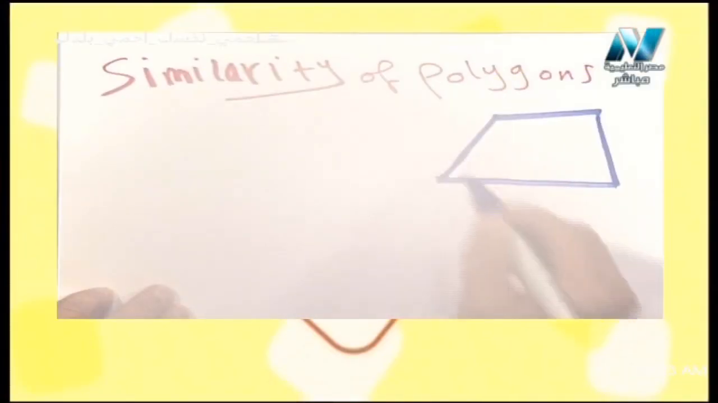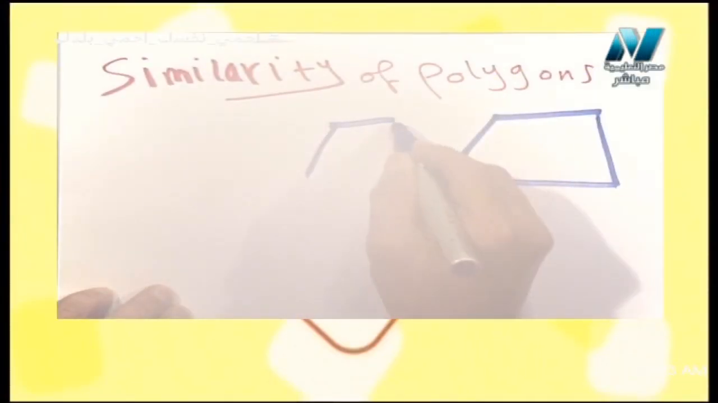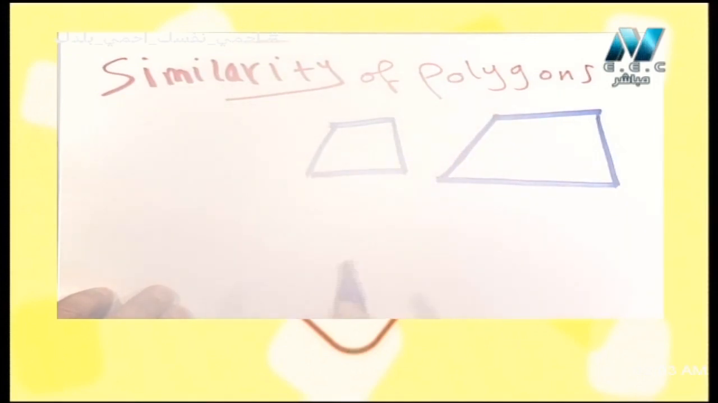We will start by similarity. What is the similarity between two polygons? If we have two polygons of the same number of sides, we will investigate if the two polygons are similar or not. So concentrate with me. If we have two polygons like that, one of them small and one of them big, and we will investigate if they are similar or not.